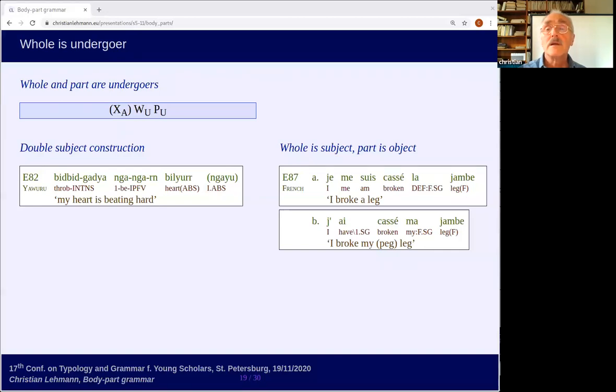One possibility is the double subject construction, shown in example 82 from Yawuru, Australia. The verb agrees with W, although its selection restrictions clearly refer to the part. My heart is beating hard, but here the auxiliary agrees with the first person.